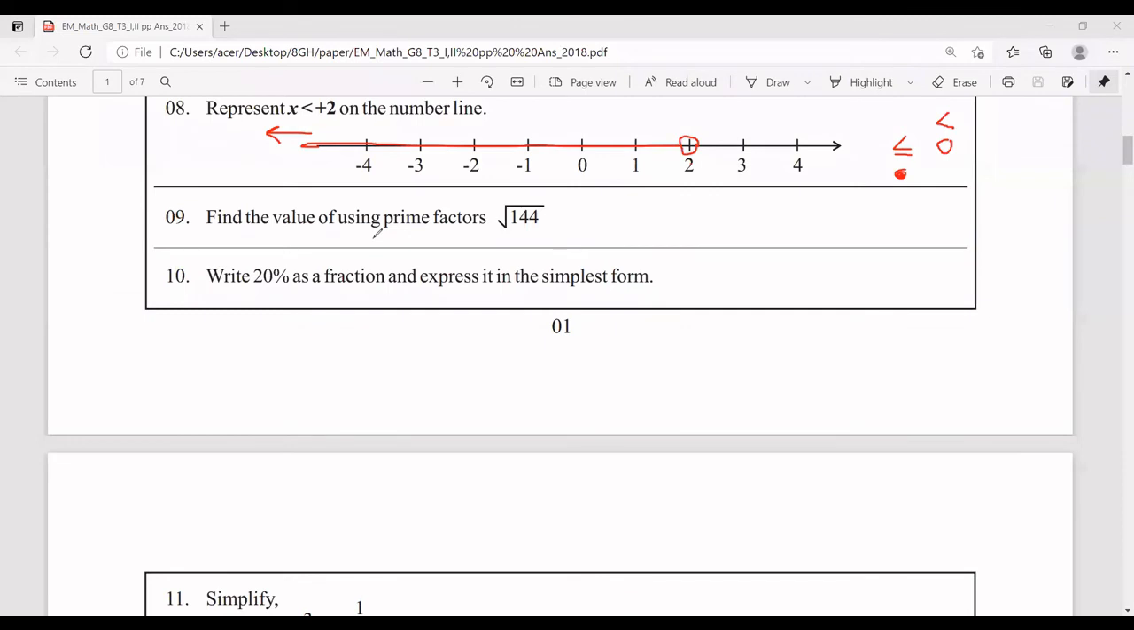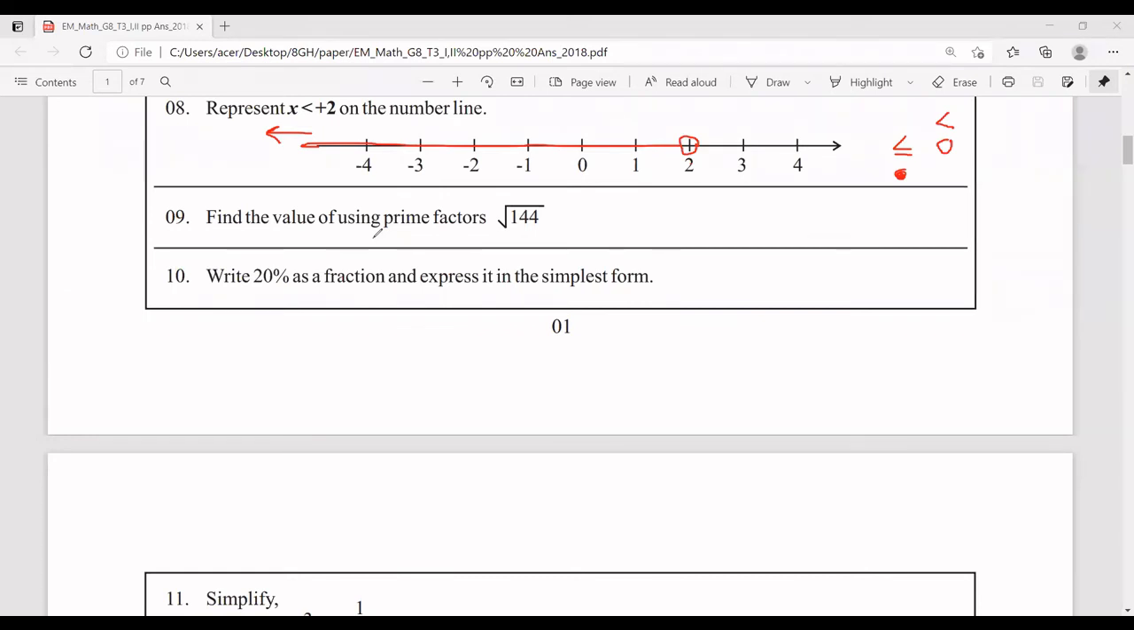Find the value using prime factors. Can you remember the prime numbers? What are the prime numbers? A number which has only two factors is a prime number.